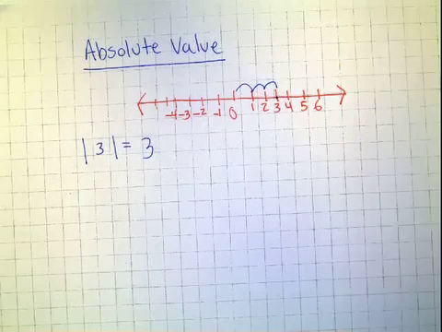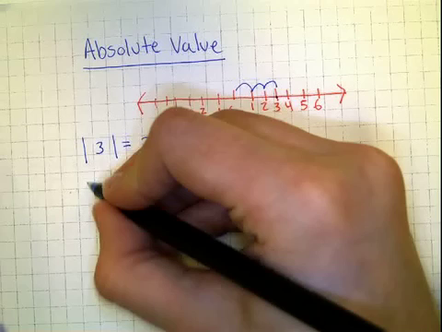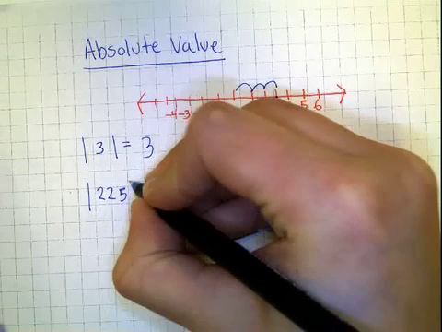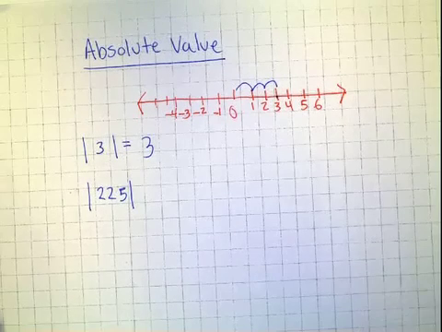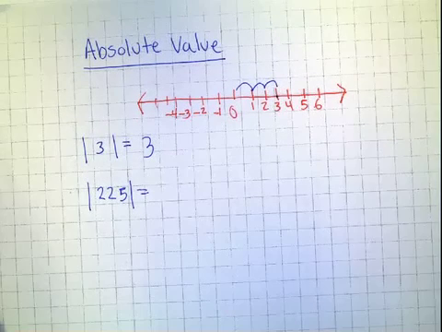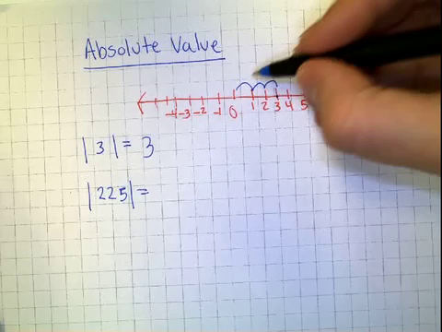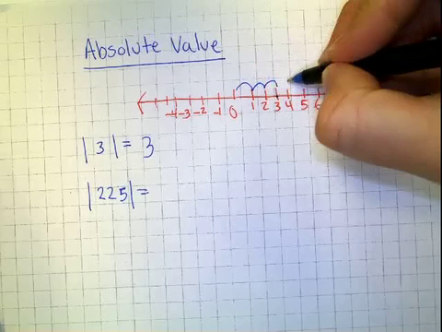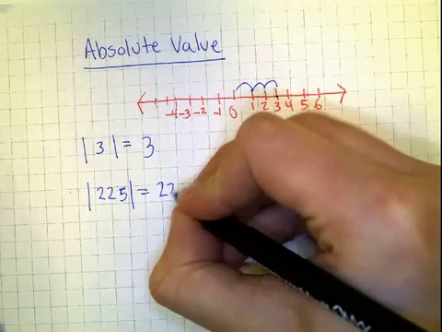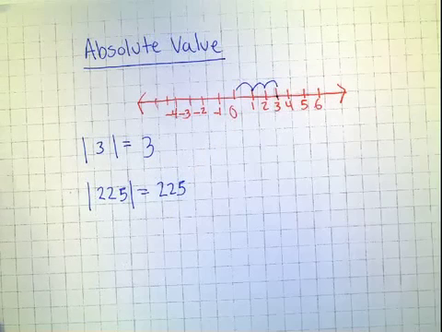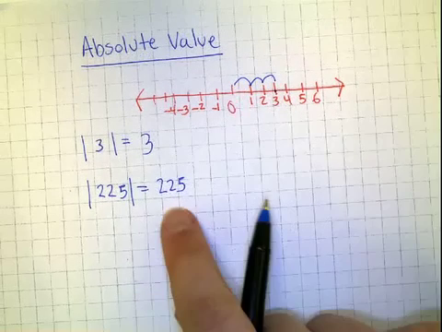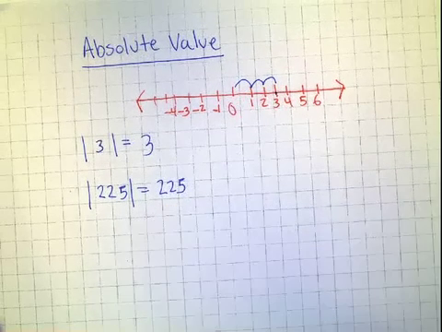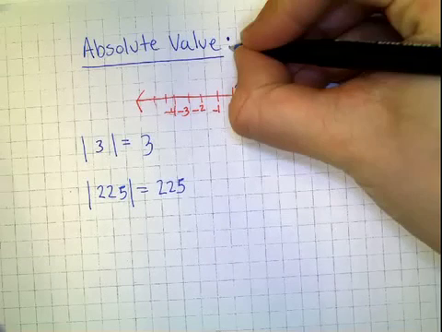So if I asked you, what's the absolute value of 225? I don't really want to draw a number line all the way out to 225, but how far away from 0 is 225 if you had to count all the way out there? Yeah, it's 225. 225 is 225 away from 0. So the absolute value is just how far away from 0 something is. And so that's our definition, and I'm going to write it up here.